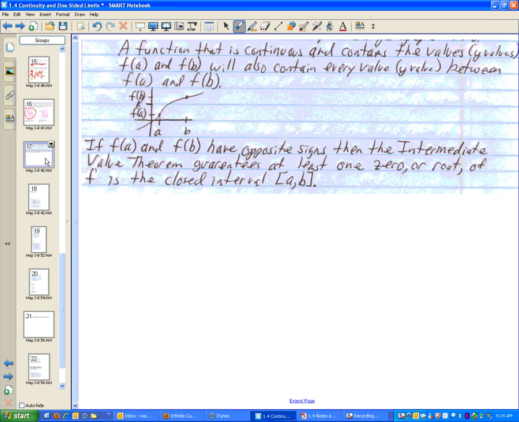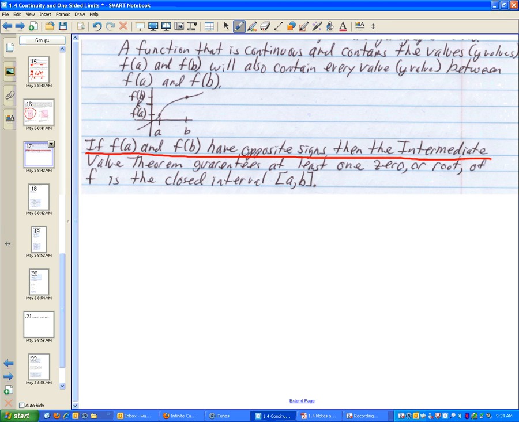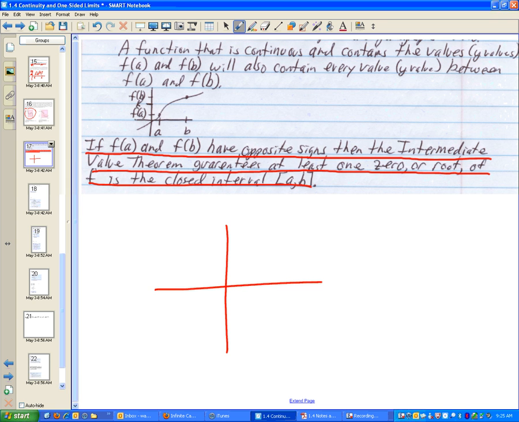Now, I want to point out to you this. If f of a and f of b have opposite signs, in other words, one of them is positive, one of them is negative, then the intermediate value theorem guarantees at least one zero or root or place where the function value equals 0, where the y coordinate equals 0 on that closed interval. All right?